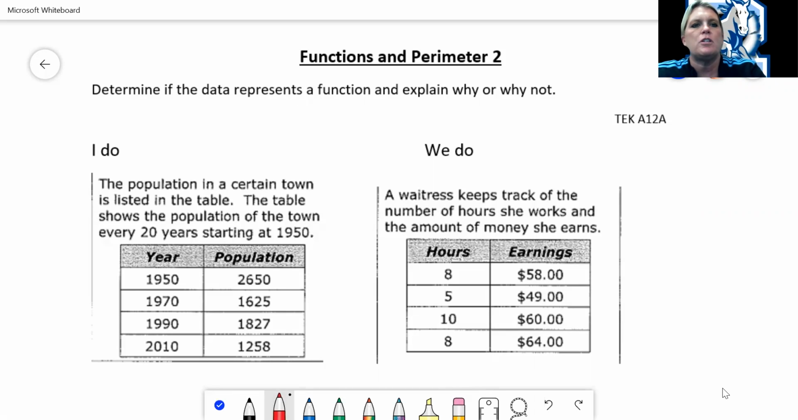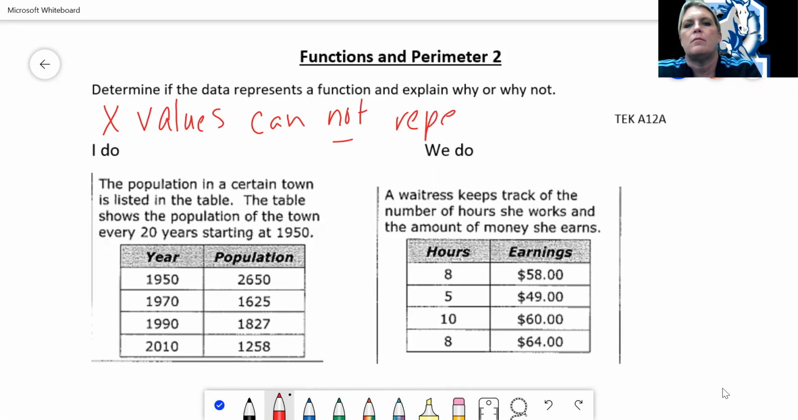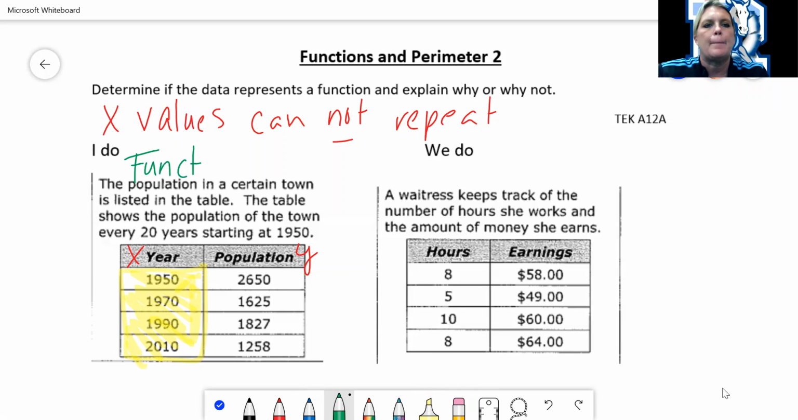Remember, if something is a function, that means that the x values cannot repeat. So in this first one, let's look and see if the x values repeat. I have a table, and here is my x and here's my y. I label those, and then I'm going to look at the values in the table. Do any of these values repeat? Do they happen more than once? They do not. So for this one, this data is a function.